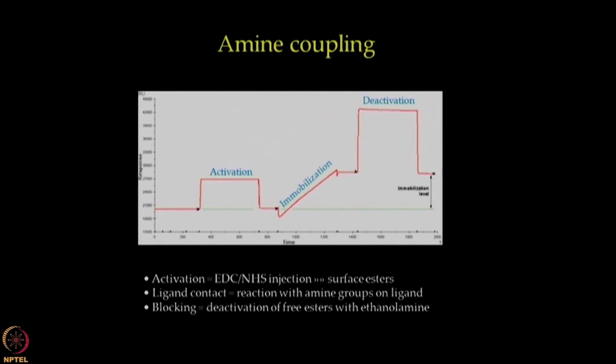here shows a typical immobilization sensorgram using amine coupling. The three major steps involved here are activation of the surface esters using EDC and NHS, covalent coupling of the ligand on the sensor chip using amine groups of the ligand, and deactivation of free esters with ethanolamine. We will analyze the results of anti-beta 2 microglobulin immobilization later in the lecture.